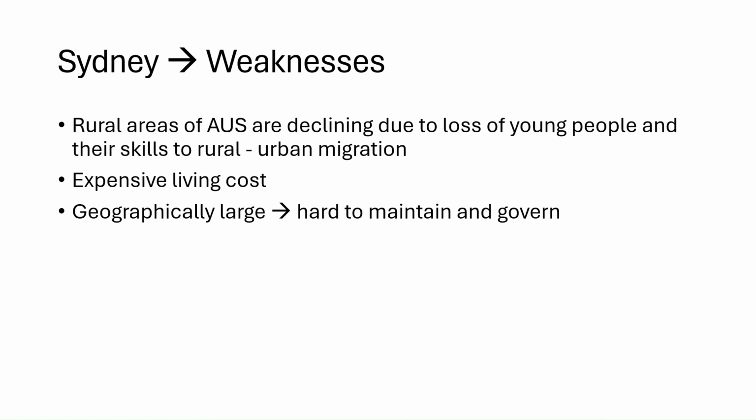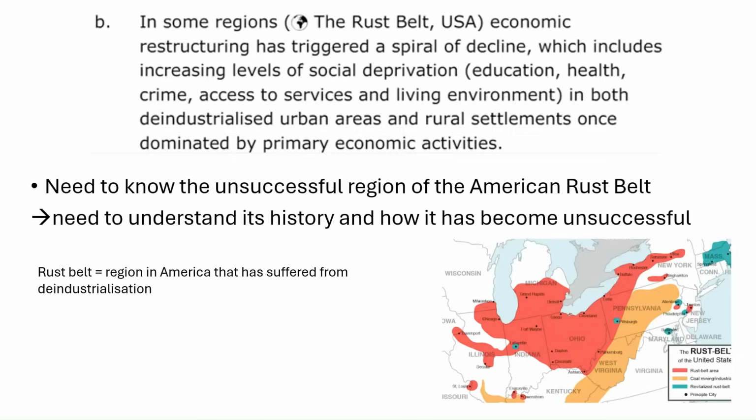There are some weaknesses to Sydney, though. I guess the growth of Sydney would mean that rural areas of Australia are declining due to the loss of young people, due to brain drain. And again, it's an expensive living cost, and it's geographically large, which means it's very hard to maintain, to govern, and to help reduce crime rates and stuff like that. With such a large area, it's very difficult to get to different places within the city. And yeah, that is just some things you need to know for the successful regions.